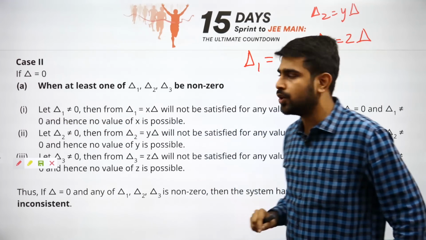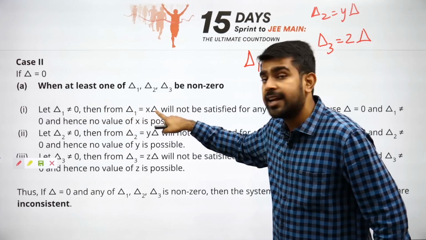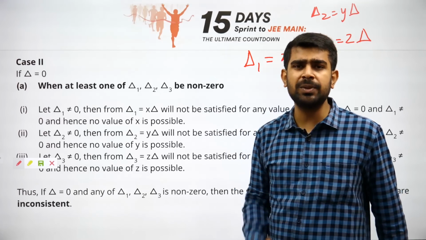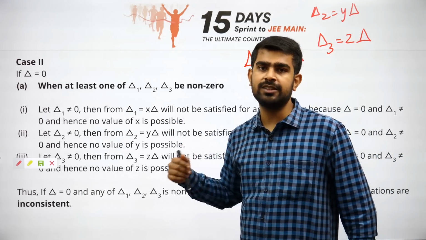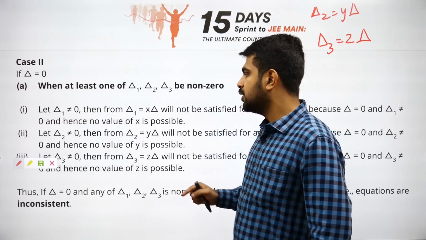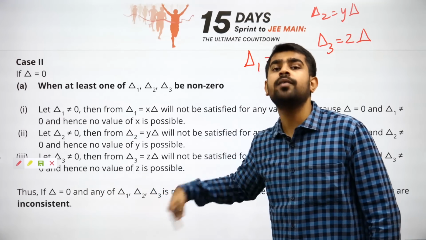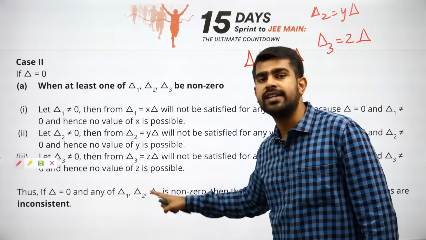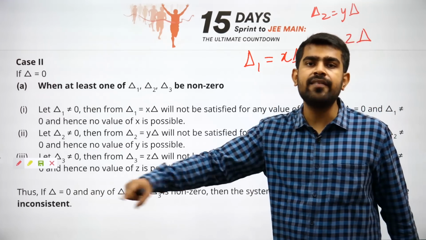Let us look at it here. If delta 1 is not equal to 0, then the left hand side is non-zero, but the right hand side is 0. How is that possible? That is not possible, right? Left hand side non-zero, right hand side 0. Then how can you say it is equal? So that is why no solution exists. So if any one or more of delta 1, delta 2 and delta 3 are non-zero, then you don't have any solution.